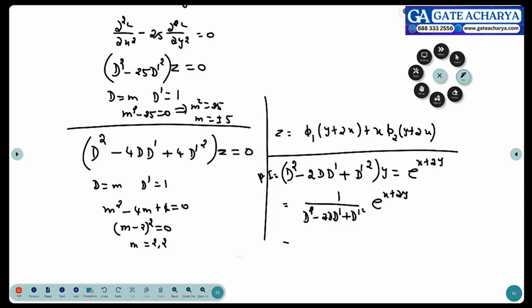What should we do? Instead of D, we replace D by the coefficient of x, and instead of D dash we replace D dash by the coefficient of y. Okay, so 1 by... coefficient of x is 1, so a is 1 and b is 2. Therefore D is 1, 1 square is 1, minus 2 times D which is 1, D dash which is 2 that is b, and D dash square is b square, which is 4, 2 square is 4, e power x plus 2y. That is equal to 1 by (1 minus 4 plus 4), minus 4 plus 4 cancel, is 1, e power x plus 2y. The answer is just e power x plus 2y.